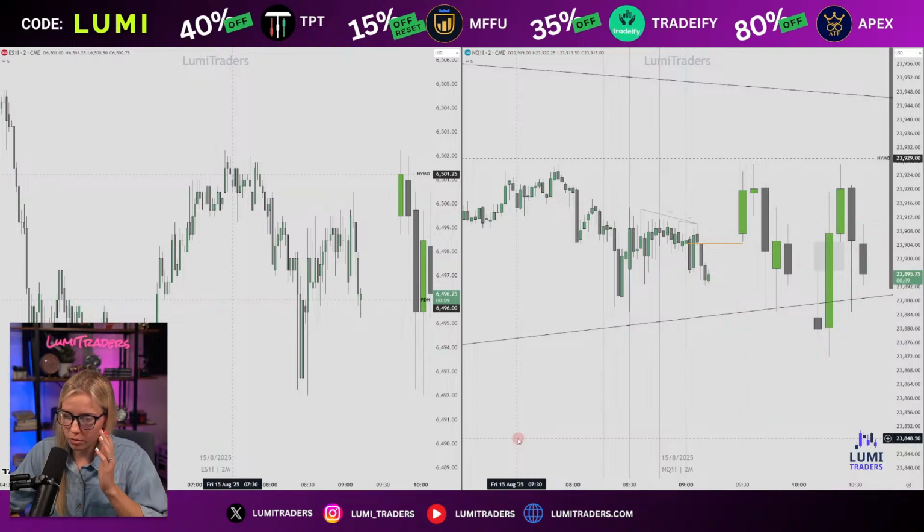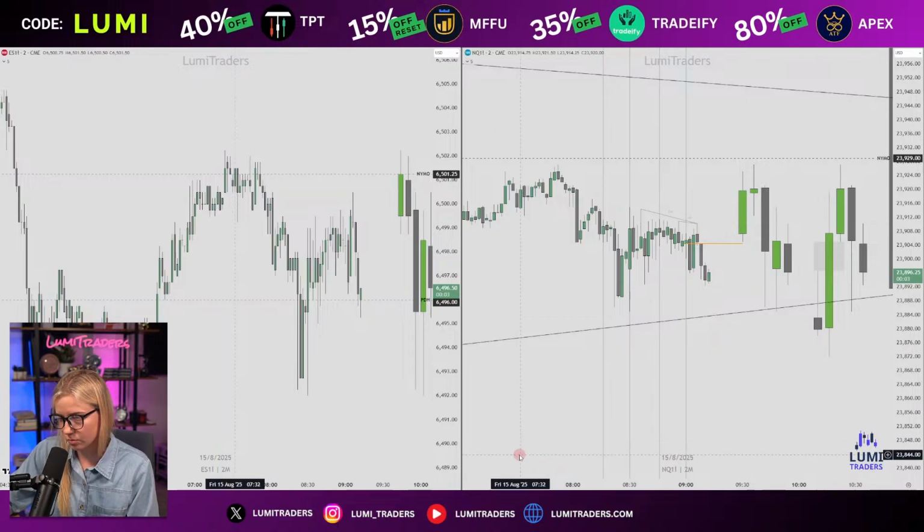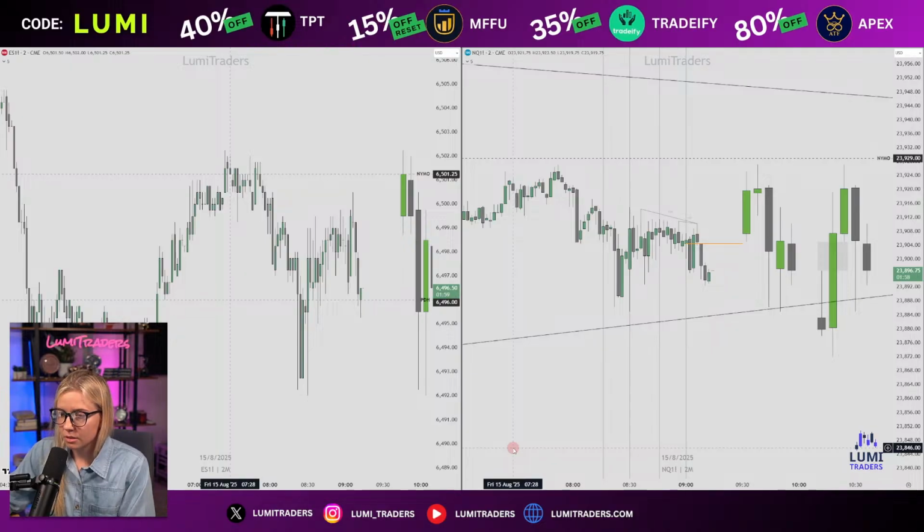I don't think he shorted gold, honestly. I think he was long because before this he said he took a partial, so probably he's long. I prefer to close at break even and re-enter again if I see a better entry.